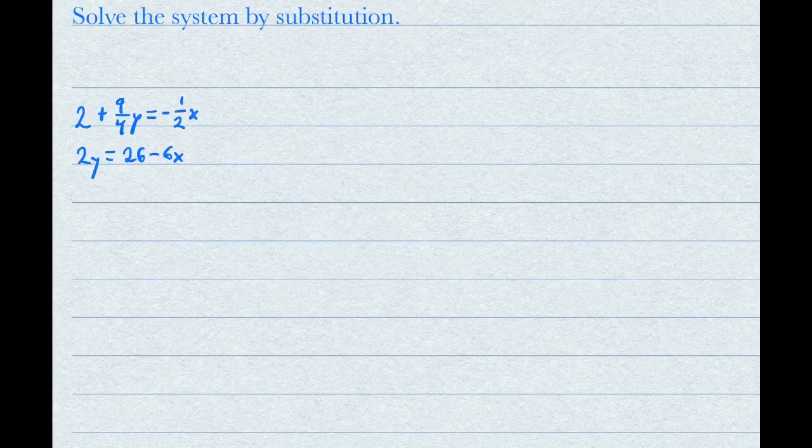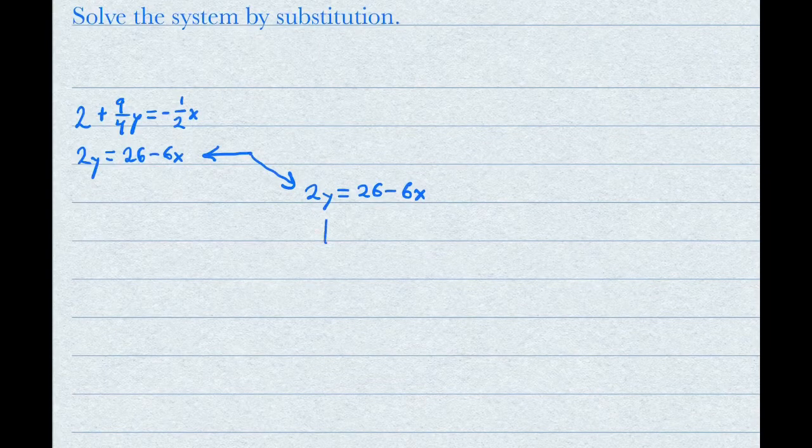So looking at this pair of equations, there are many ways you can start on it, but it might be easier just to pick the second equation. And that's based on the fact that it looks simpler than the other equation. Because in this case, the second one doesn't have any fractions, whereas the first one does. So let's bring that down here. 2y equals 26 minus 6x.